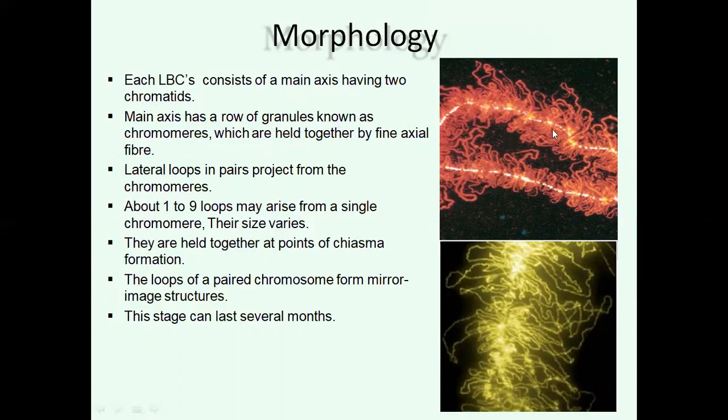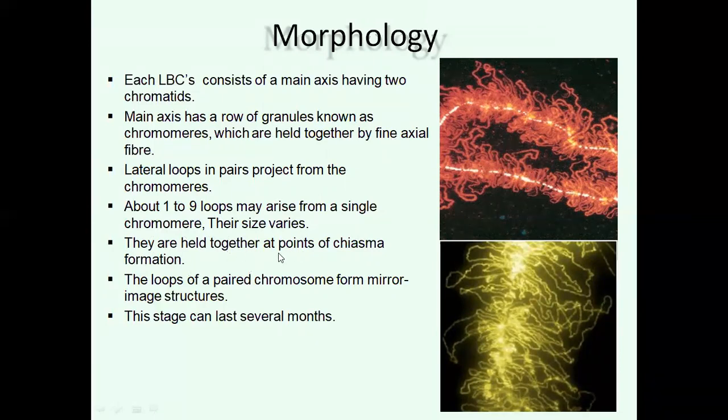So along the chromosomal axis, fine granular structures are there. These fine granular structures are called chromomeres. These chromomeres develop lateral loops in pairs. About 1 to 9 loops may arise from a single chromomere, but the size of the loop varies from place to place. They are held together at points of chiasma formation.